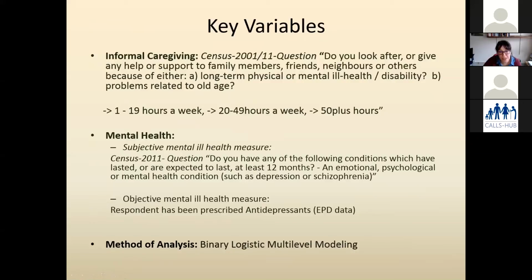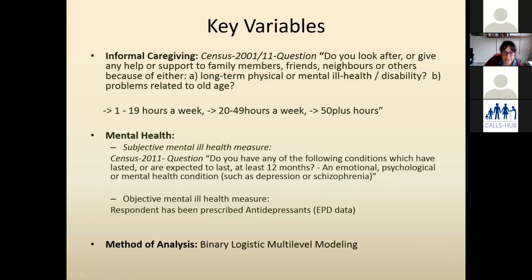Mental health was also asked in the census, and Fiona showed you a slide with very similar questions to the one in Northern Ireland as well. There was a question on, do you have any of the following conditions which have lasted or are expected to last at least 12 months: an emotional, psychological, or mental health condition. This census question was subjective mental ill health, and our objective mental ill health measure is whether the respondent had been prescribed antidepressants between 2010 and 2012.